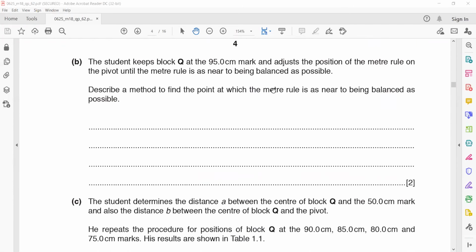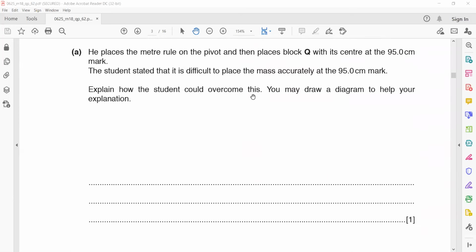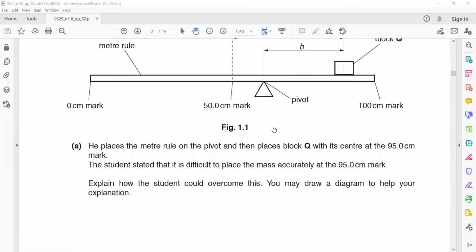Question 1 part A. Part B: the student keeps the block and adjusts the position of the meter rule on the pivot until the meter rule is as near to being balanced as possible. Describe a method to find the point at which the meter rule is as near to being balanced as possible. So how can a student find the position where the meter rule will balance?